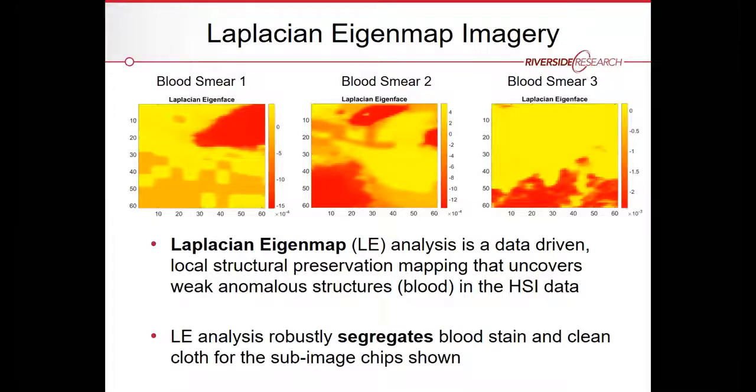And what you see in blood smear 1, blood smear 2, blood smear 3, is that the blood is cleanly segregated from the clean cloth. So the blood-stained cloth, which is shown in red, is cleanly differentiated from the camouflage cloth, which you can see in yellow and light orange. And you can see that for targets 1, 2, 3. Again, increasing blood smear as you go from left to right.